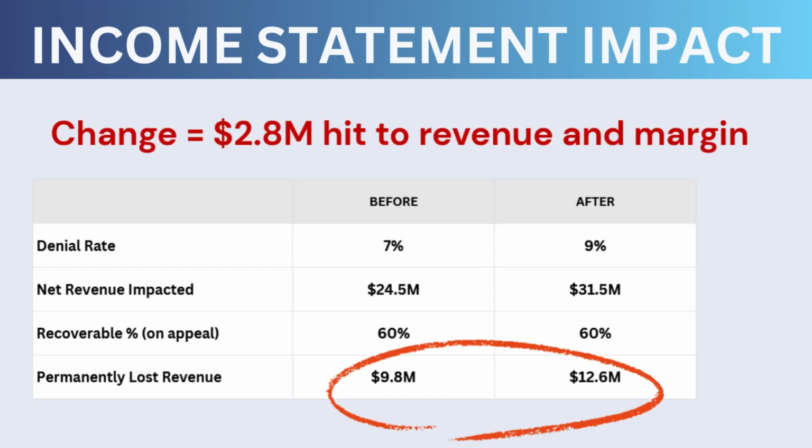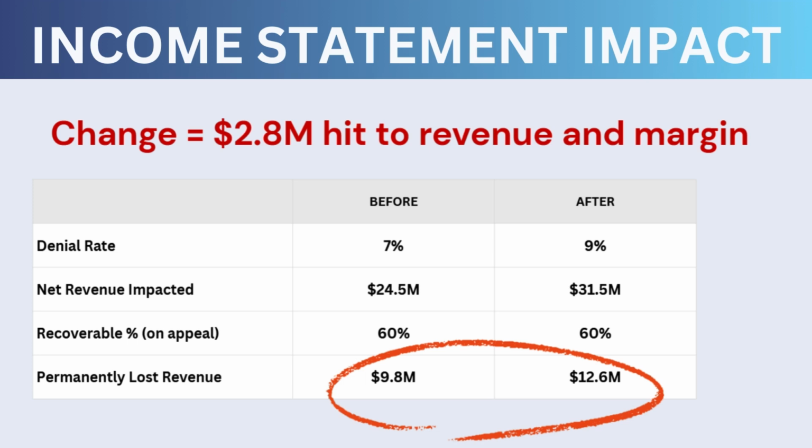Now, how did I get to that number? Let's take a look. Here we have the denial rate for this hospital at 7% before the 2% increase. Then afterwards, the denial rate has gone up to 9%. So if we take 7% times that $350 million a year in revenue, that gives us $24.5 million of revenue that is denied. Then if we take the 9% denial rate times the $350 million in annual revenue, we get $31.5 million of revenue impacted. And the difference between those two is $7 million.